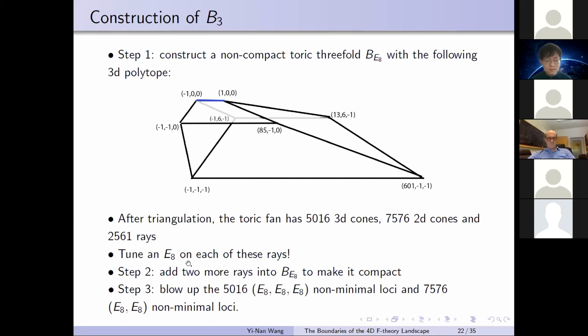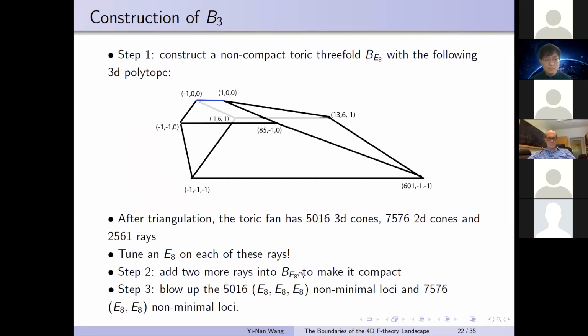So this is step 1. So now in step 2, because the whole thing is still non-compact, and we finally want a compact thing, we want to add 2 particular rays into the B8 to make it compact. This step is pretty easy.